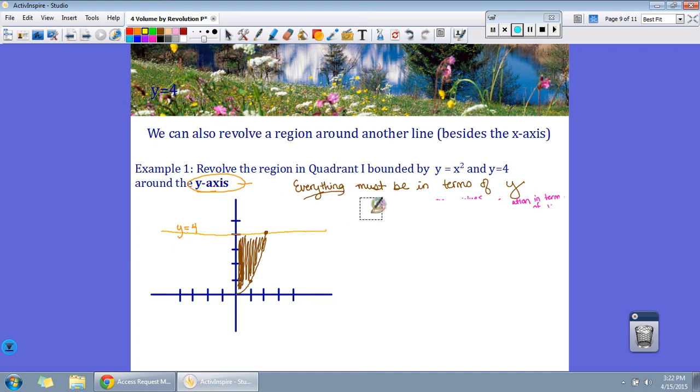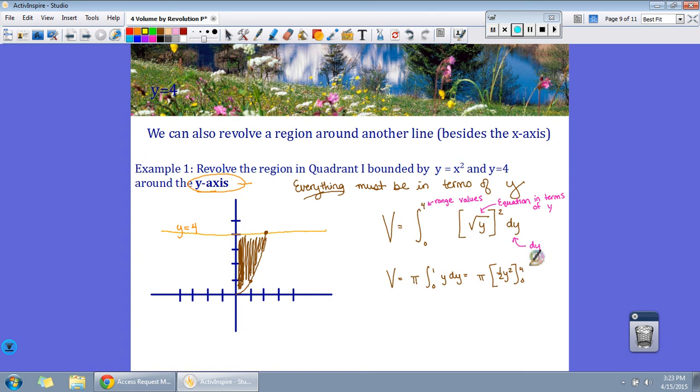Alright, so the first thing I'm going to do is change my equations and change my integral. So I'm going to go from 0 to 4, because those are my y values, and then I'm going to have my equation in terms of y, so the square root of y instead of y equals x squared, and make sure you have your dy instead of dx. Then we're going to square the square root, so we just get y equals 1/2 y squared, plug in 4, plug in 0, and we get 8 pi units cubed.